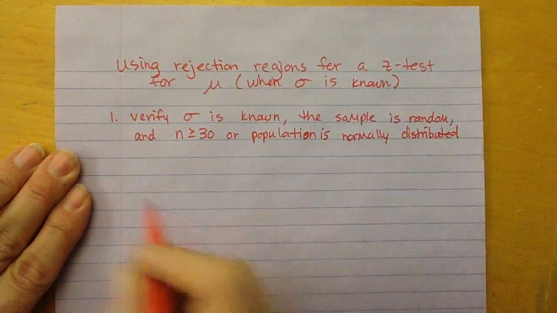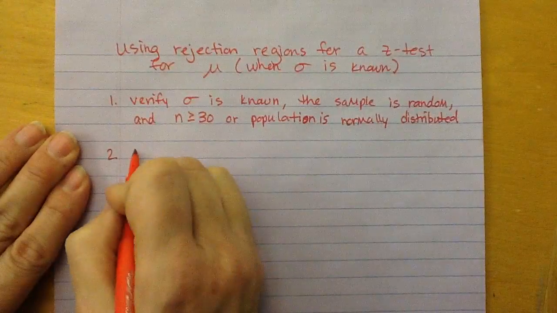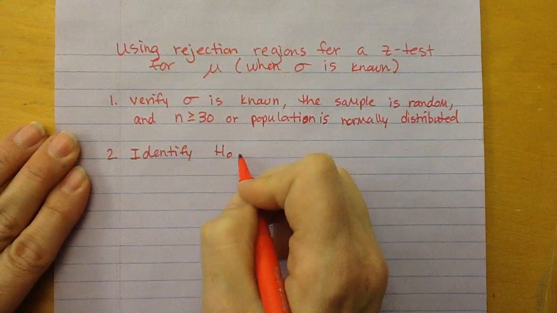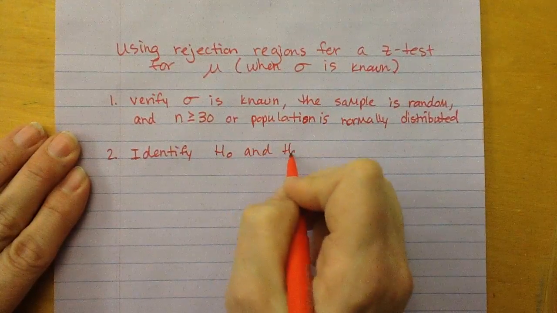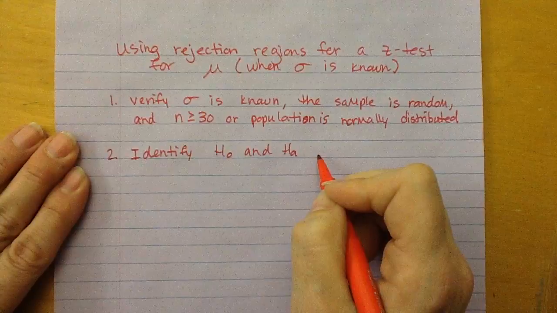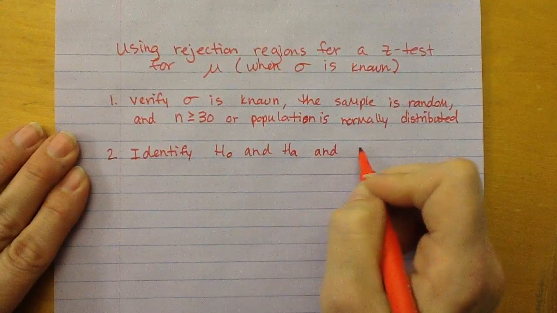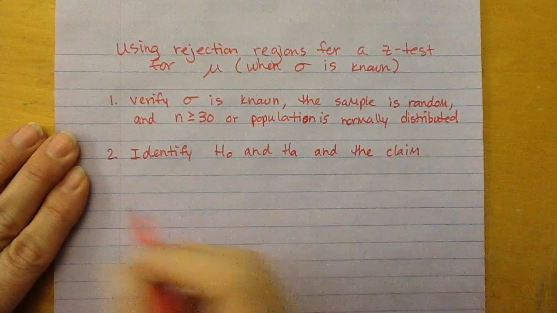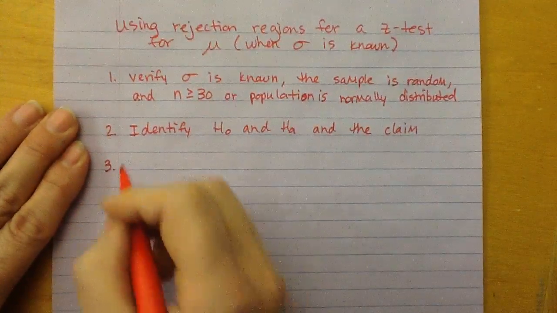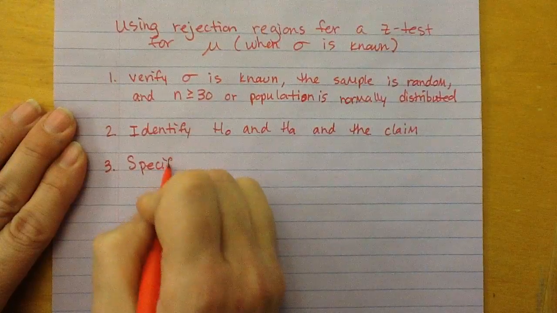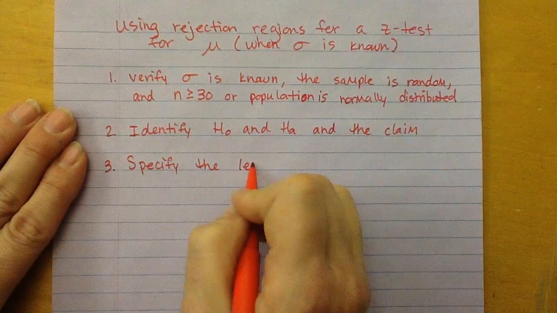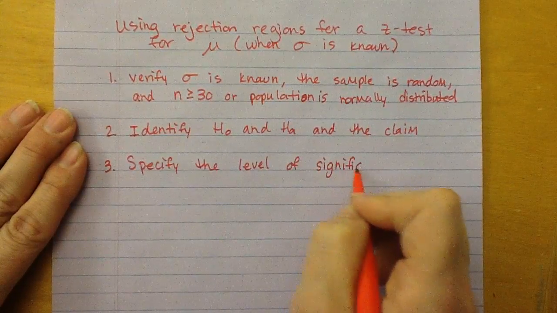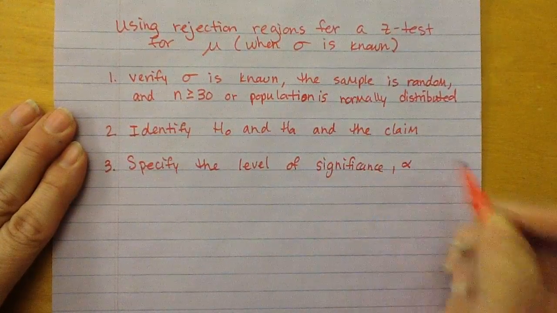Step 2, identify H sub 0 and H sub A, and say which is the claim. Step 3, specify the level of significance, which is alpha.